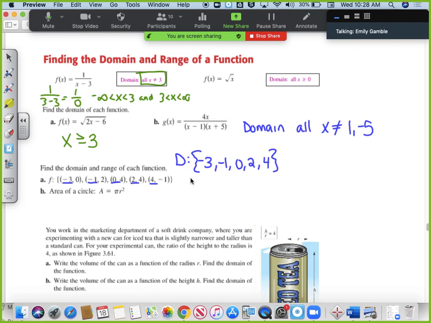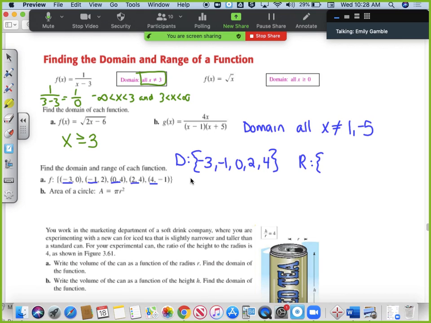This only works for when you have ordered pairs that are just lists of numbers. As soon as you have a function, you have to give me an inequality to show me the smallest number and the biggest number it can possibly be. The range then are all of the lists of the numbers in the y coordinate spot. So that would be 0, 2, 4, 4 again, we don't have to write that, and -1.